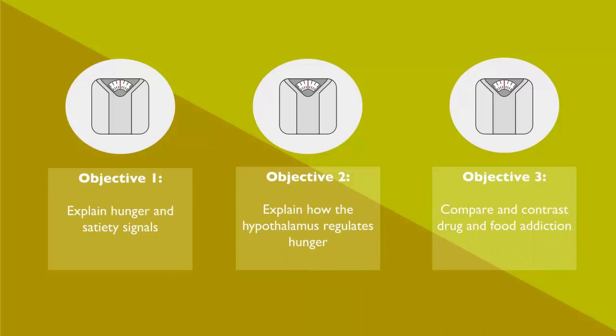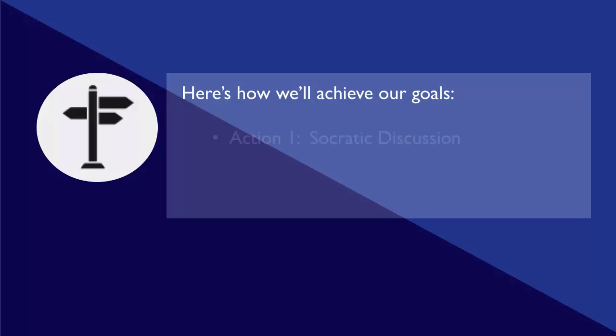At the end of this lesson, students should be able to explain hunger and satiety signals, explain how the hypothalamus regulates hunger, and compare and contrast drug and food addiction. We'll achieve these goals through a Socratic discussion and by viewing 2 video clips.